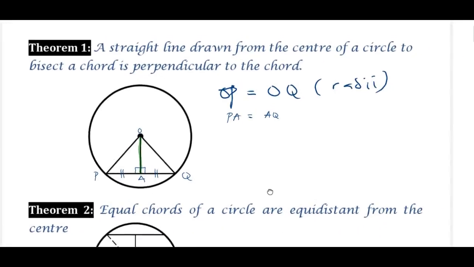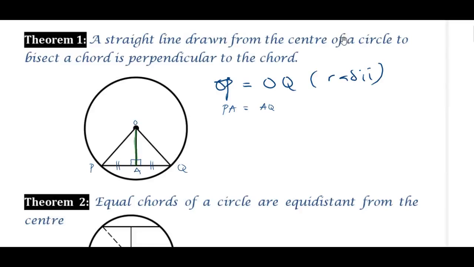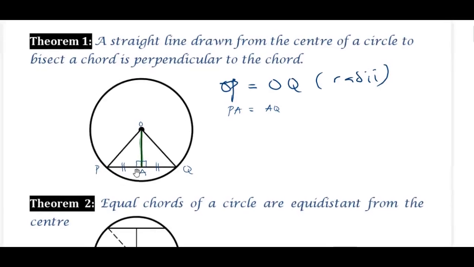So let's go through the theorem again. It says a straight line drawn from the center of a circle to bisect a chord, to bisect means to divide this chord into two equal parts, is perpendicular to the chord. So that is, it's at 90 degrees. So this is what this theorem is talking about. So the implication of the theorem is that PA is equal to AQ, because OA is a bisector. It has divided this PQ into two equal parts. And another thing to note is OP and OQ are radii.